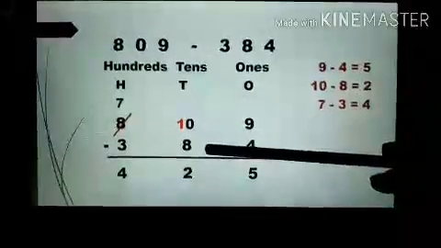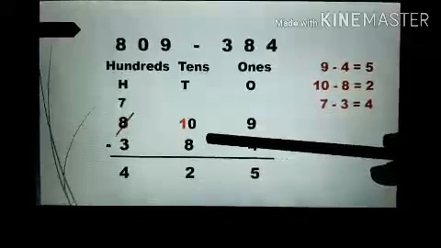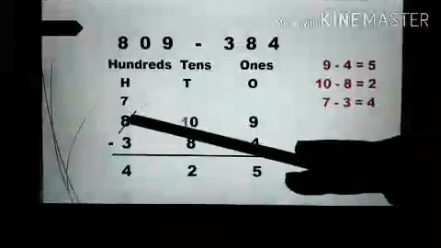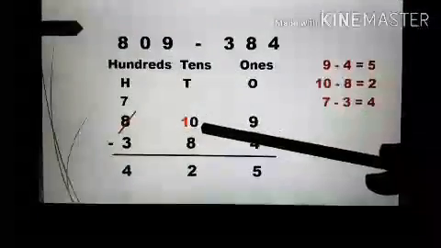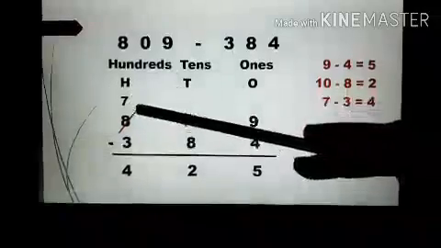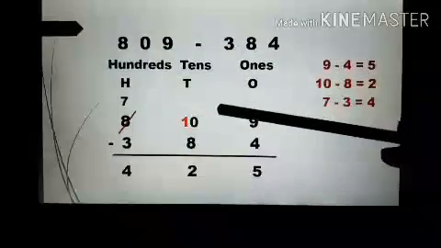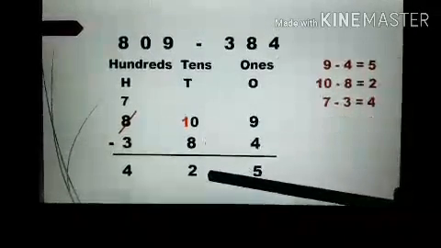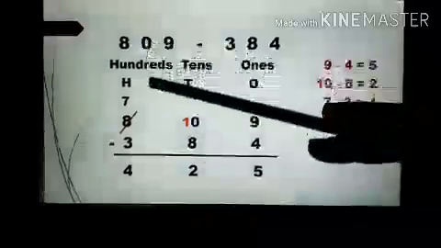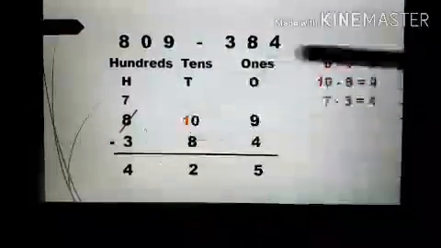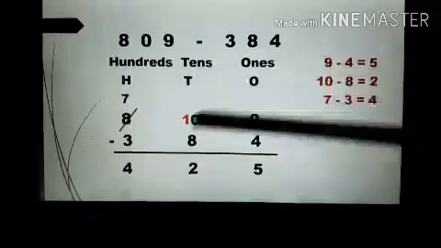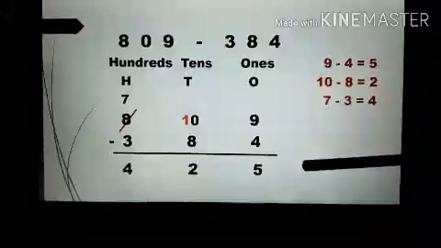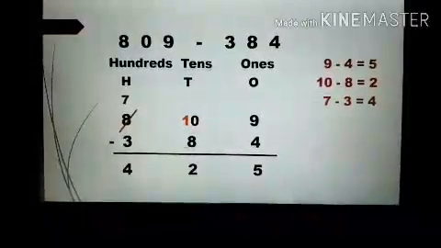0 minus 8. Where 0 is less than 8, how can we subtract? 0 will borrow 1 from 8 hundreds. It will be 10 tens. And 8 hundreds will be 7 hundreds. So 10 minus 8 is equal to 2. Write 2 in tens column. Now solve hundreds column. 7 minus 3. 7 minus 3 is equal to 4. Write 4 in hundreds column. So the answer of this question is 425. I hope you will understand this concept.